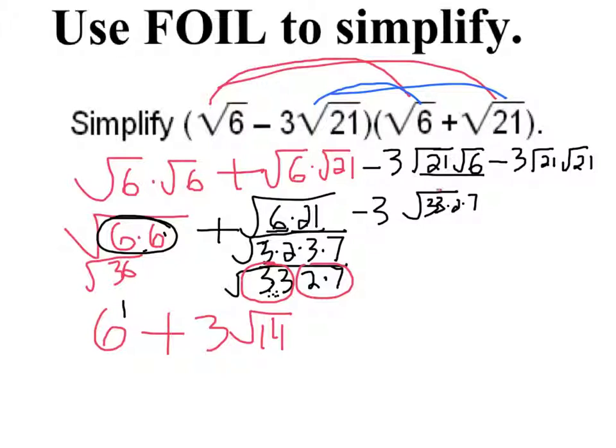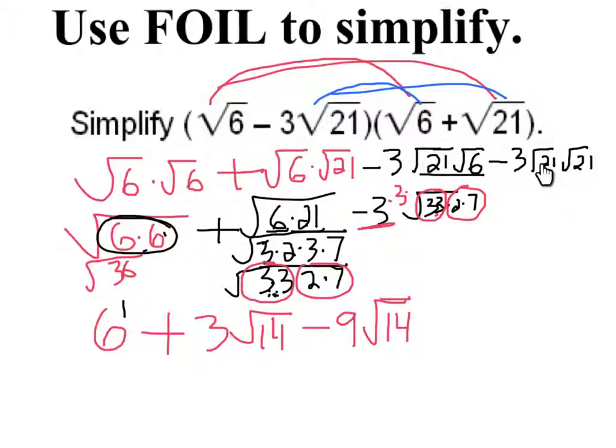Now, I'm going to pair up these 3's and take one of them out. But there's already a negative 3 here, so I have to multiply them. Negative 3 multiplied to 3 is negative 9. And then I have square root of what's left, 14, 2 multiplied to 7. We'll get back to this in a second.